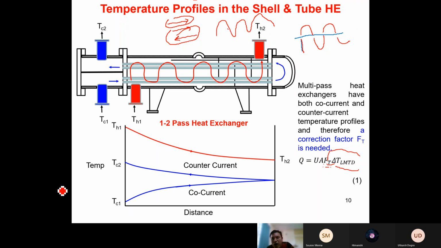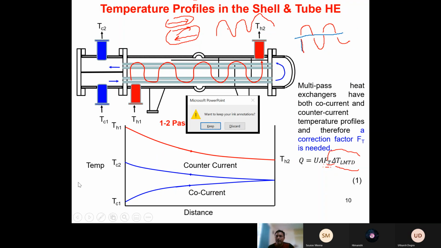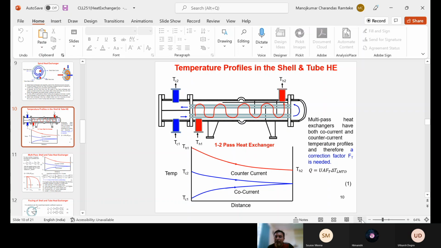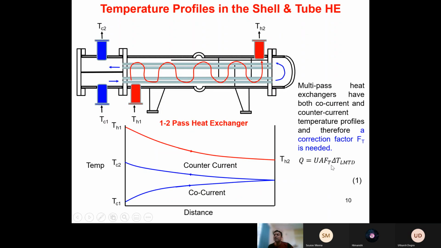Because our flow is not counter current, our flow is not co-current, it is a cross flow, it is a mix of cross flow, co-current flow and counter current flow. Everything is there. Do you agree with me? Yes, sir. Can you see the rationale behind why this LMTD correction factor is used here? Make sense to everyone?